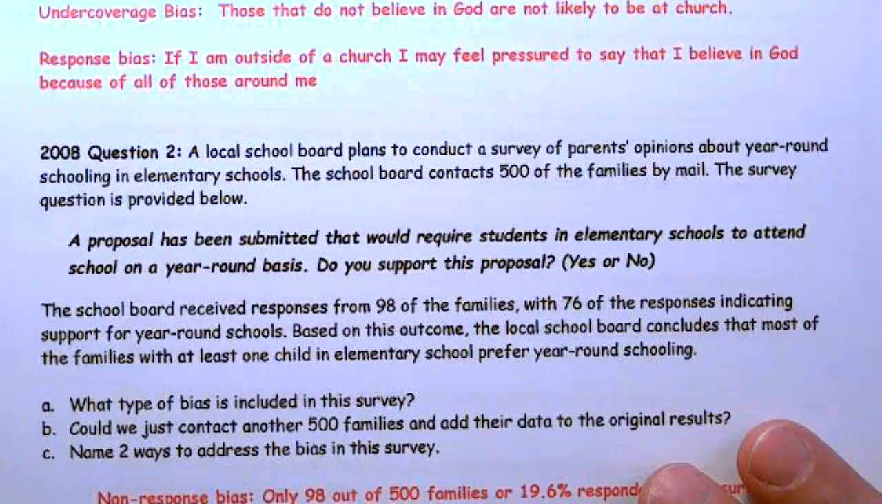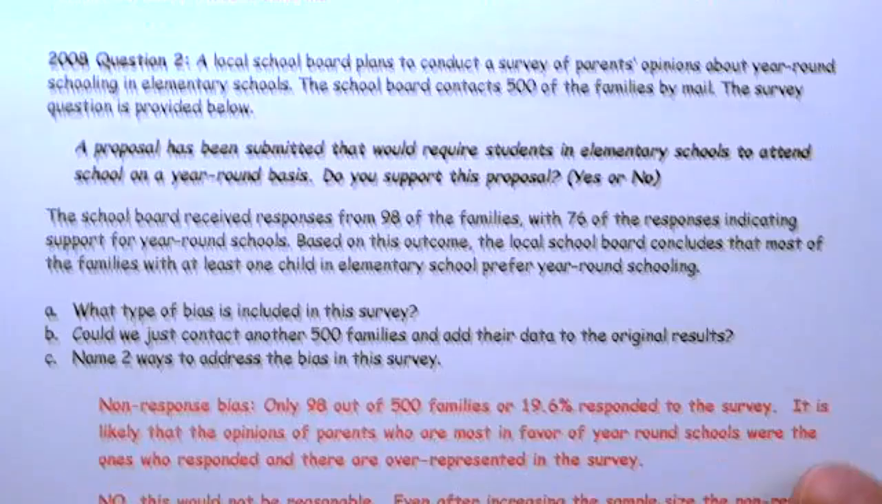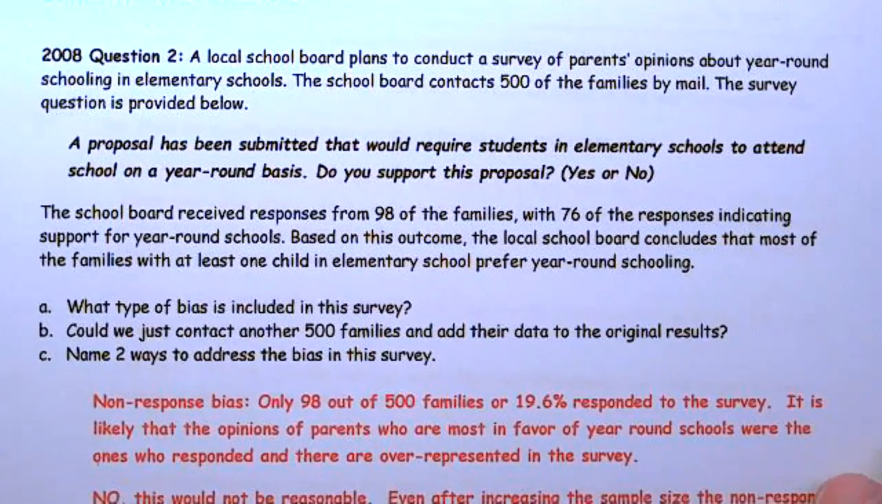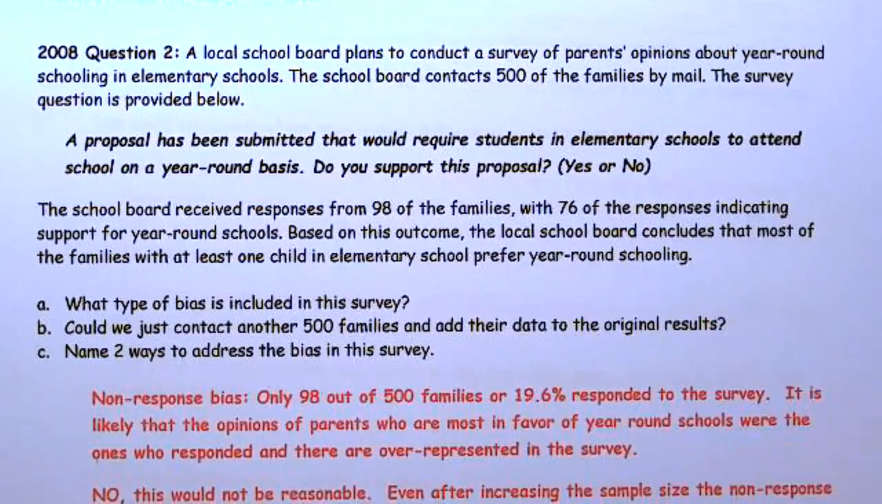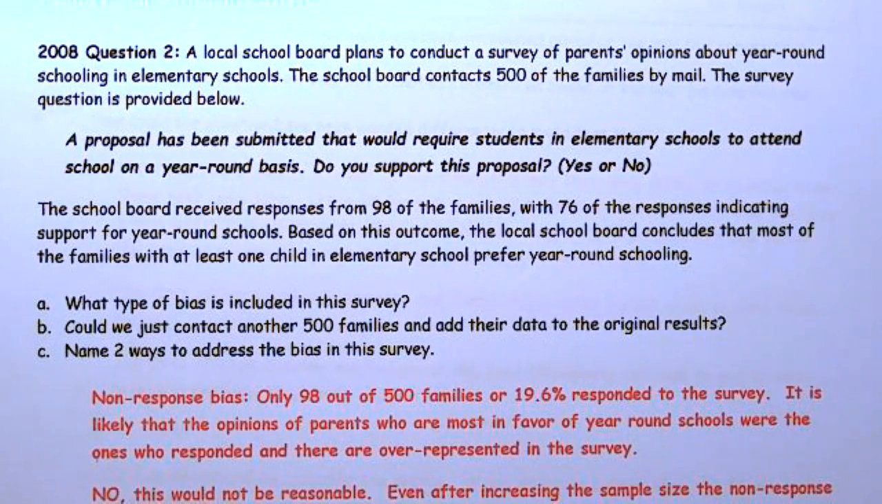This is an actual AP question. It's 2008 question 2. You can look that up, and I can show you how to do that in the classroom. A local school board plans to conduct a survey of parents' opinions about year-round schooling in elementary schools. The school board contacts 500 of the families by mail. The survey question is provided below. A proposal has been submitted that would require students in elementary schools to attend school on a year-round basis. Do you support this proposal, yes or no?